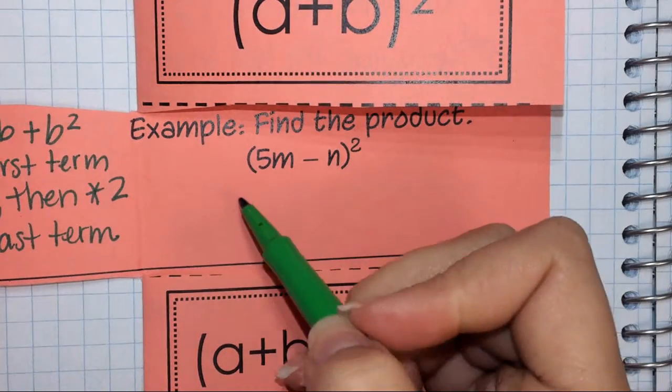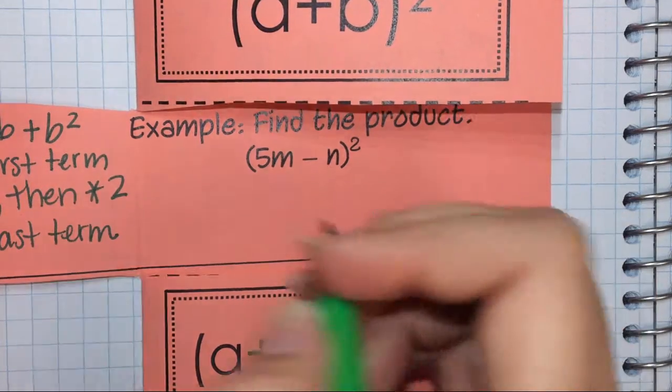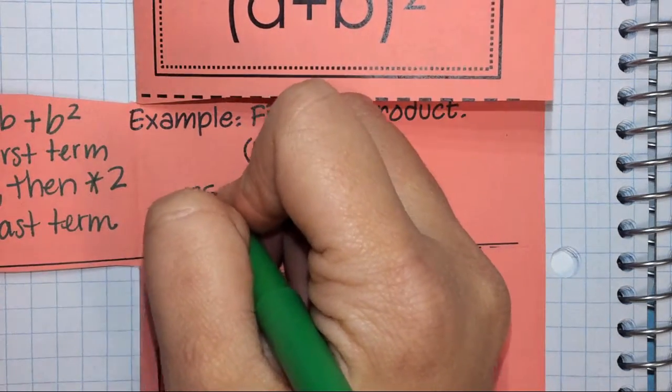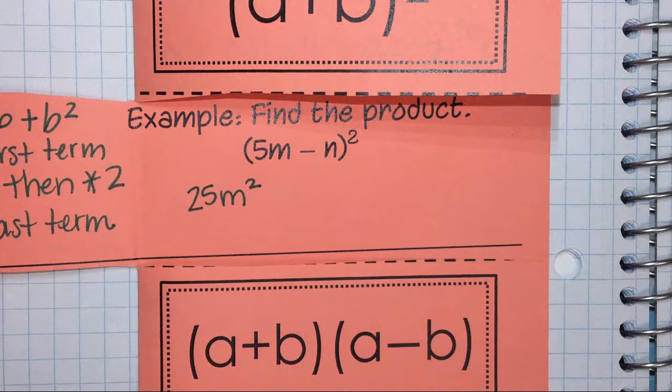Here we go. The first thing we do is we square 5m. If you square 5m, what do you get? 25m squared. And where did 25 come from? 5 times 5 is 25. Look at you go. Take a point, Tater. Because you squared the 5. Good job, Natalie. Take a point.